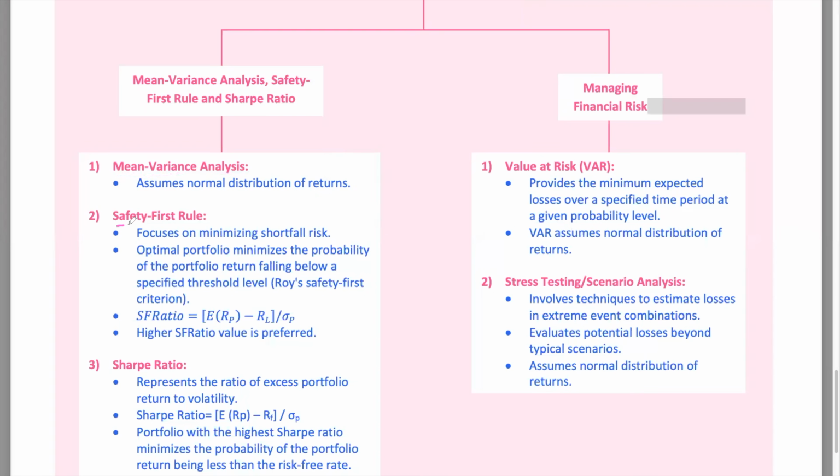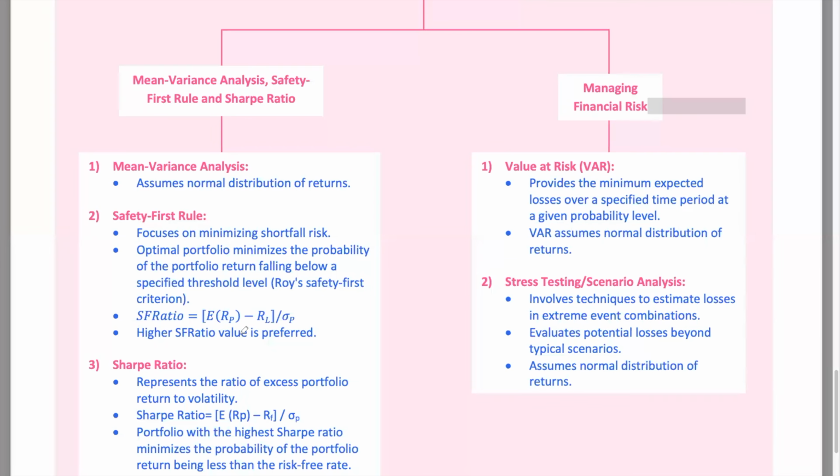The safety first rule focuses on minimizing the risk that the portfolio's value will fall below a certain threshold. This ratio prioritizes protecting your principal investment. Imagine you set a minimum acceptable value for your portfolio, like a safety net. The safety first rule helps you choose the portfolio with the lowest chance of falling below that value. We use a fancy ratio called the safety first ratio to compare portfolios.